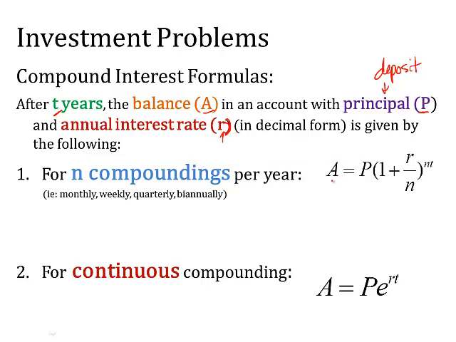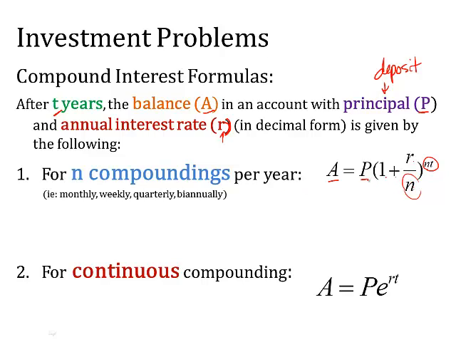But here's the thing. The balance equals the principal, which you put in originally, times 1 plus the rate divided by the n number of compoundings, raised to the n number of compoundings times the time. Now, thank God we have calculators to do all this for us. So the problem is going to give you much of this information.